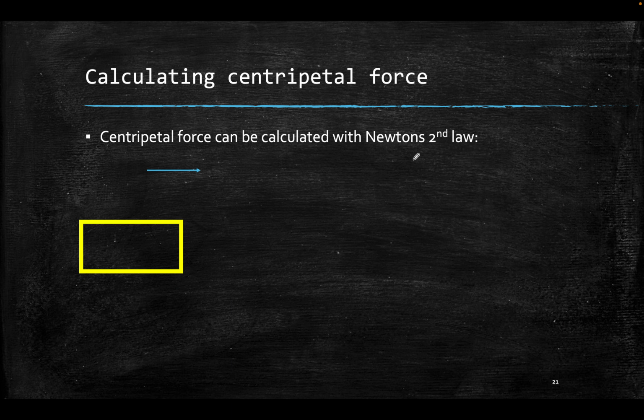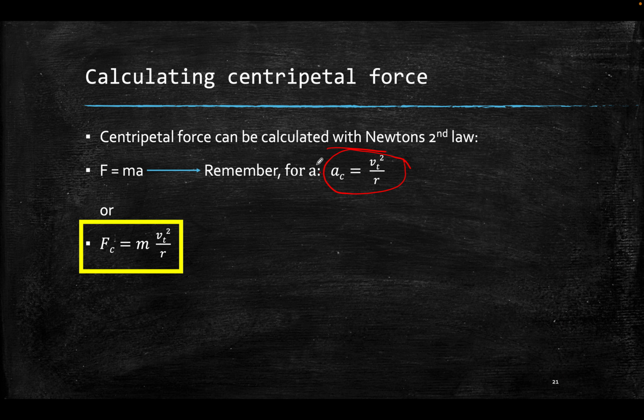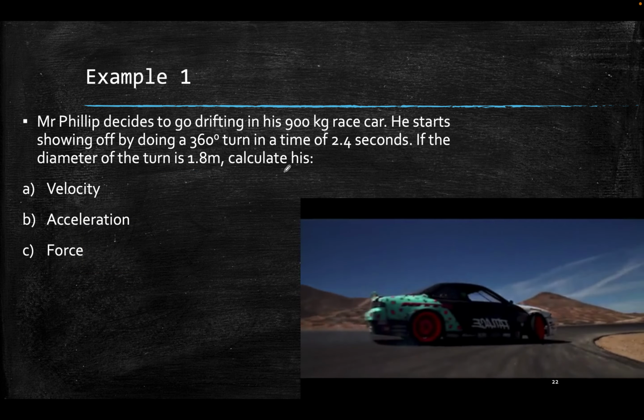So, as I said, Newton's second law, F equals ma. Instead of a, I can just put v squared over r. So F equals m v squared over r. That will help me calculate the force. You could calculate a first, and then you could substitute that into the formula if you wanted to. There's many ways to solve the same problem. Okay, so here is an example.